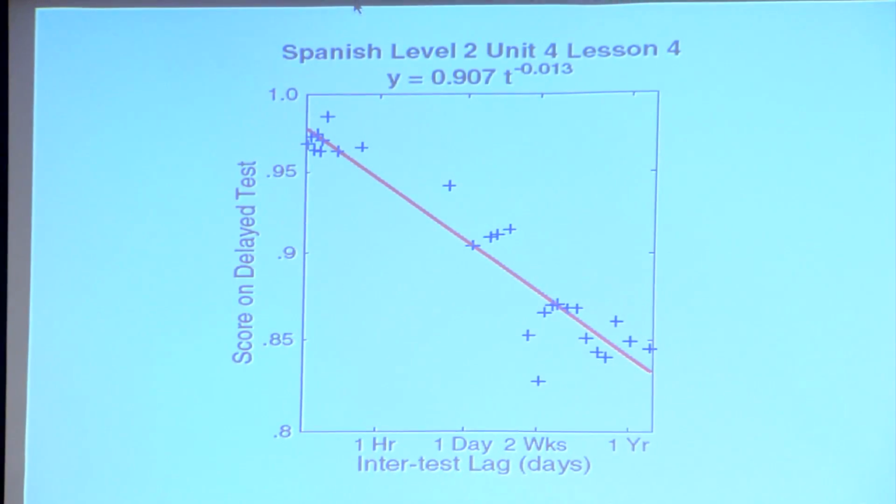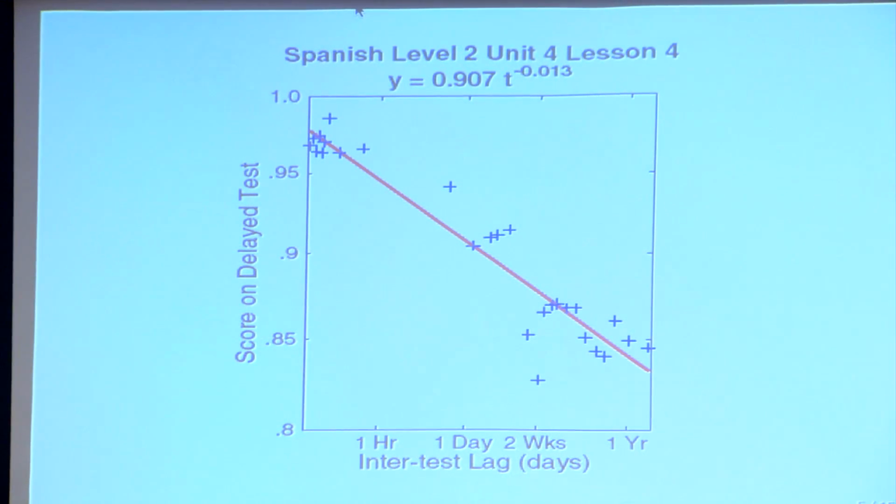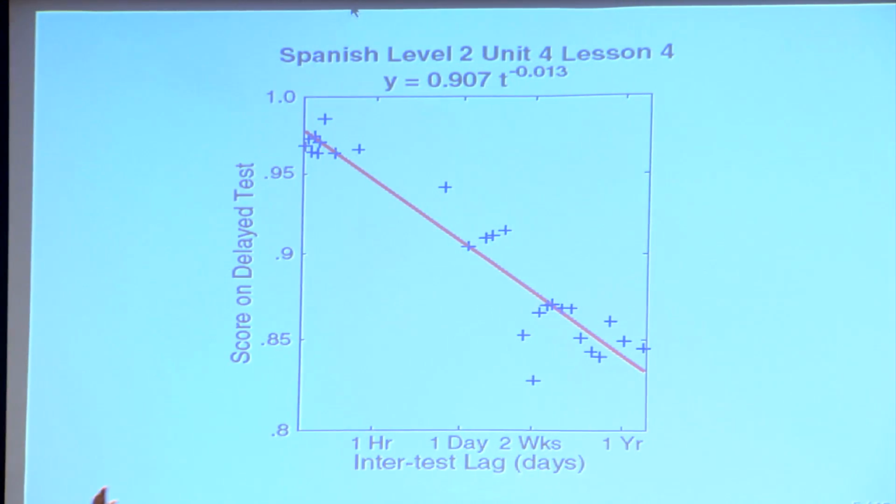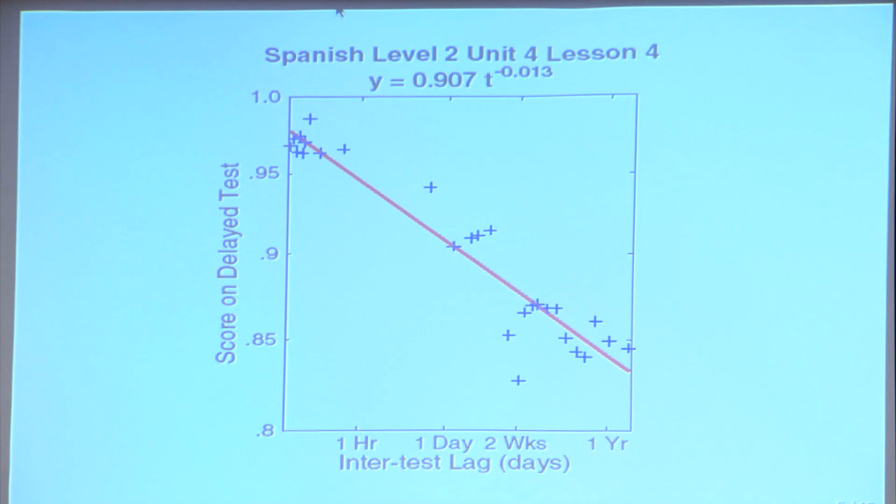And on the x-axis, what you see is the duration of the time lag relative to the initial test. So basically, how much time transpired from the initial test to the second test. And what you see is a pretty clear pattern. There's a pattern that's consistent with the intuition that as time passes, you begin to forget things.